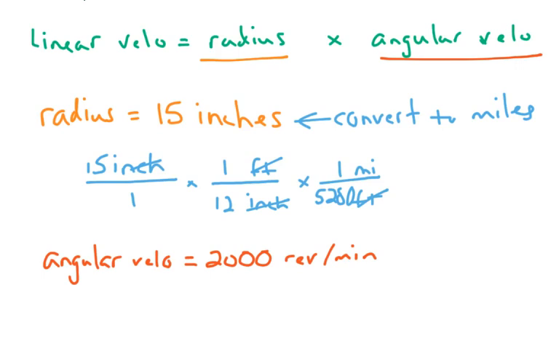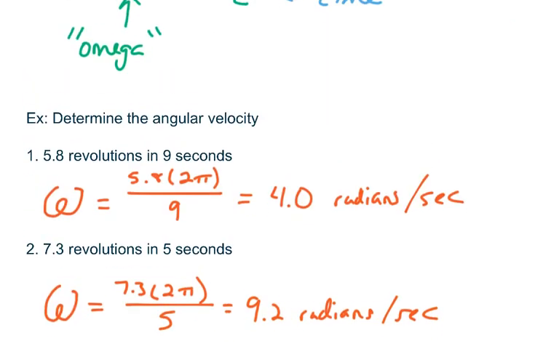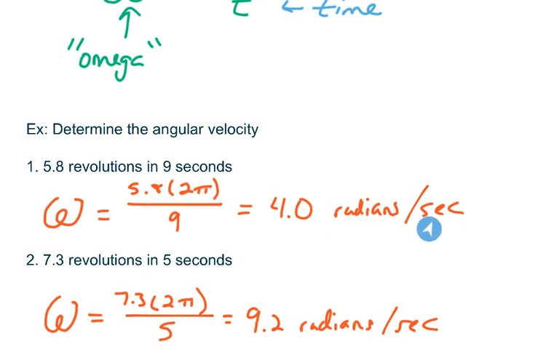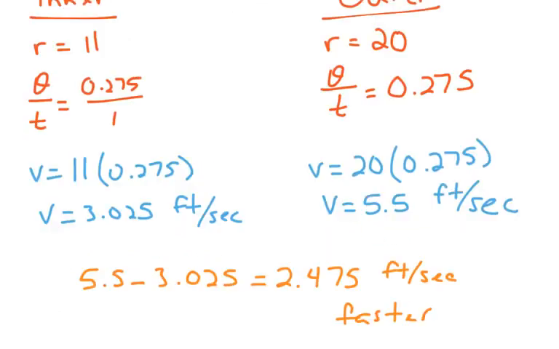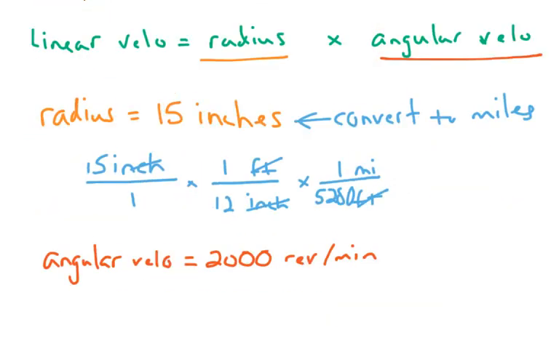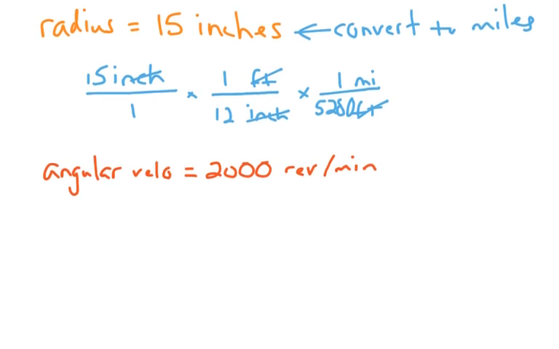If we go back to angular velocity, angular velocity is always in radians per second. And right now we don't have that. We have revolutions per minute. Okay, so let's turn this into something that we can work with.